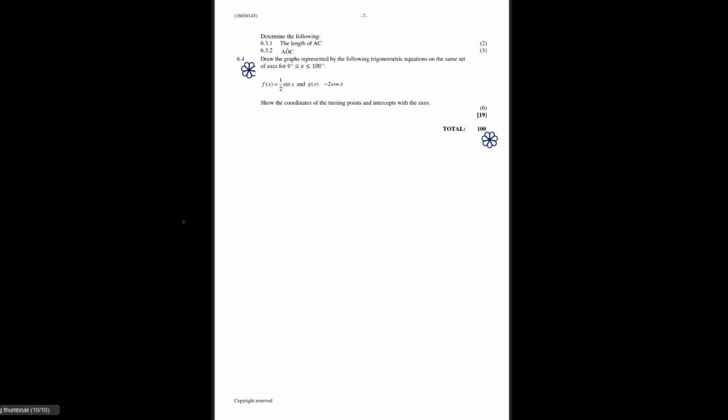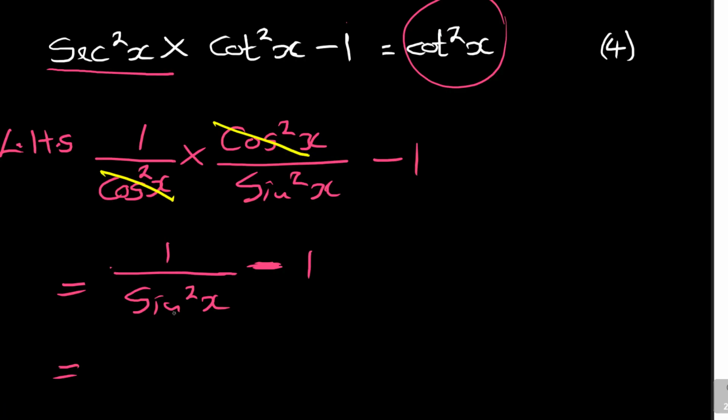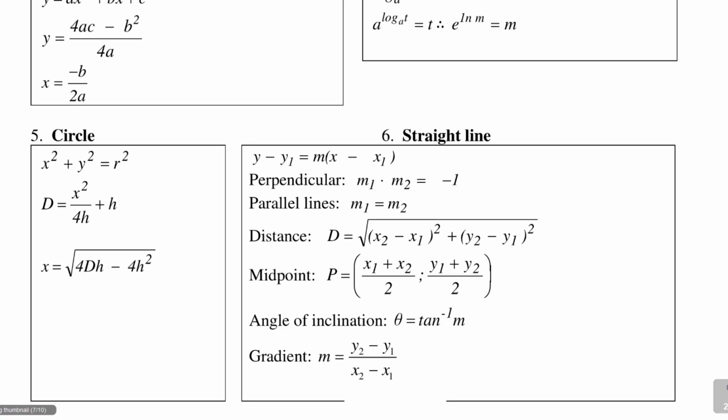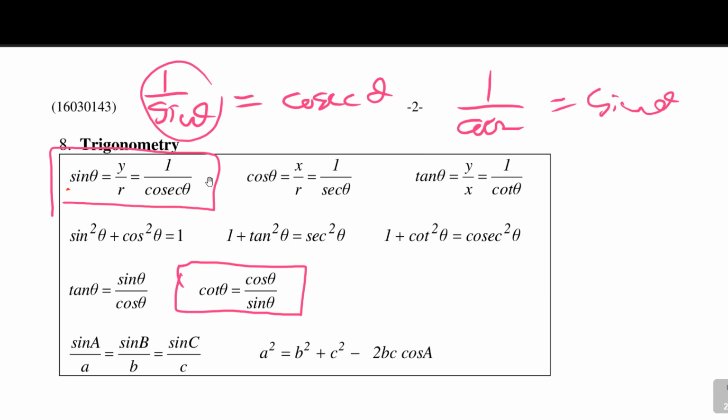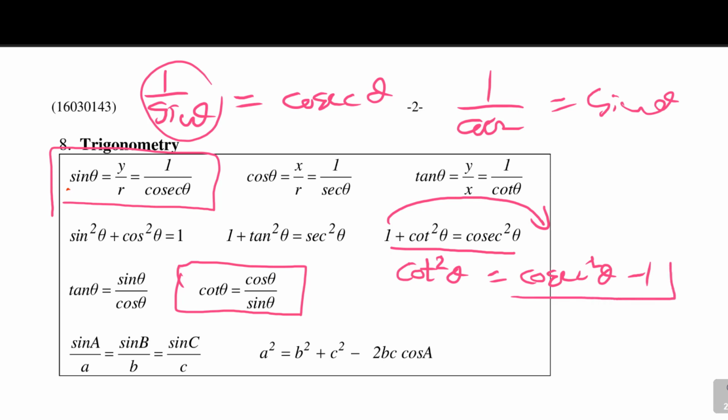So now, if I say here, what is 1 over sine squared? Do you see that this is cosec squared x minus 1? And then from there, we go back again to the identity. Look at this one. If I take 1 to the other side, it becomes minus 1. Cot squared theta is equal to cosec squared theta minus 1, which is what we have that side. You see? So that's cot squared.